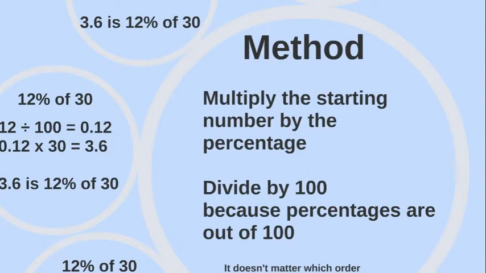So step 1 is multiply your starting number by the percentage. Step 2 is dividing by 100 because percentages are out of 100. It actually doesn't matter which order you multiply and divide in. So I'm going to show you 4 different ways, but you just choose the one that suits you.